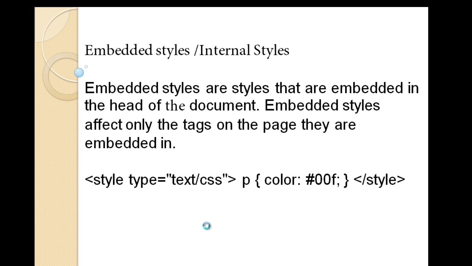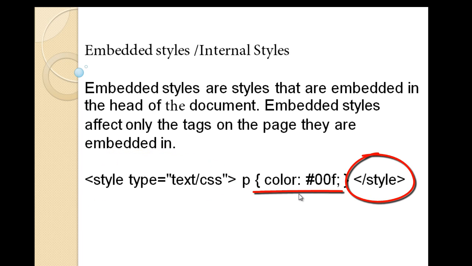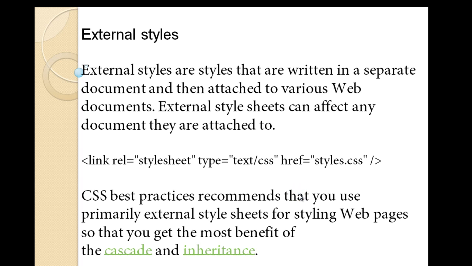What you can see out here is that you have an opening style tag with a type attribute, and you have the closing style tag out here. Sandwiched in between there is a rule for the paragraph which is making it have a specific color. So this is an example of embedded or internal styles. Right, let's move on to the third slide.